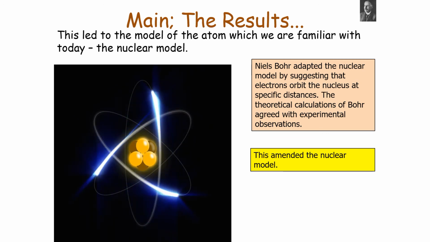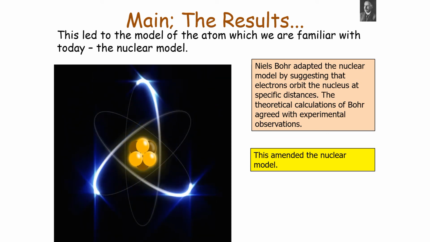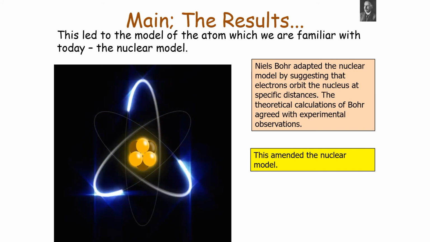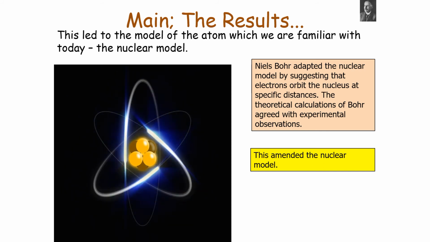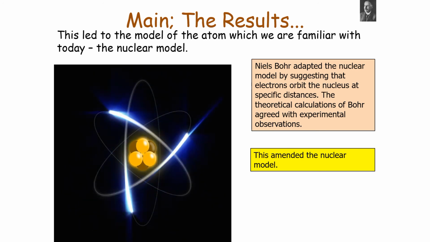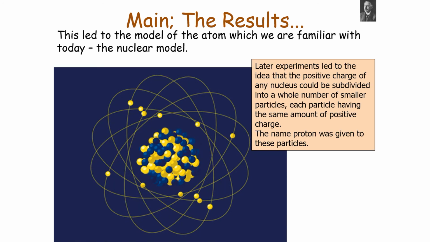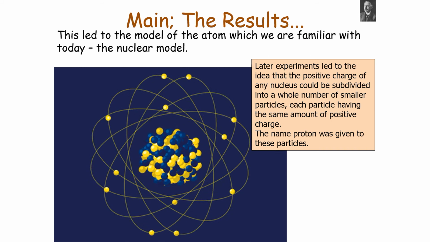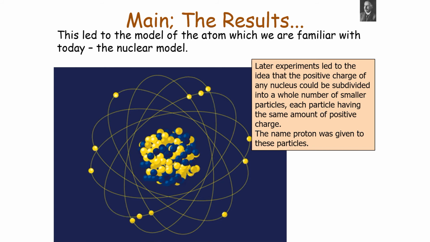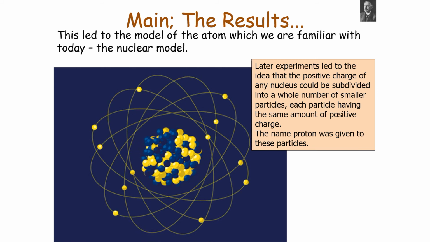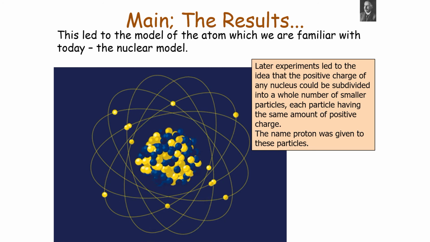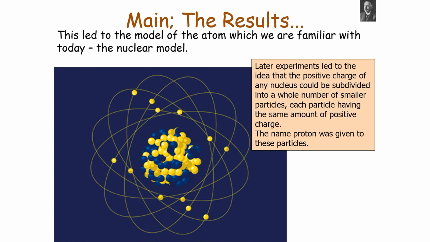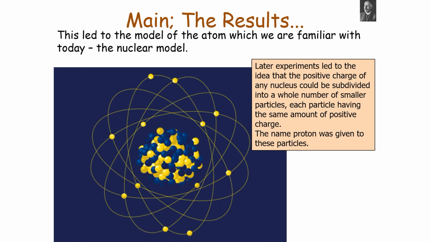But this wasn't the end, because Niels Bohr adapted the nuclear model by suggesting that electrons orbit the nucleus at specific distances. Now, it's important to note that Bohr did this theoretically, but his theoretical calculations agreed with experimental observations. So this was an amendment to the nuclear model. Now, you'll also notice that Rutherford didn't actually ever use the word proton. He only actually discovered the nucleus in Rutherford's scattering experiment, but he carried out later experiments which led to the idea that the positive charge of any nucleus could be subdivided into a whole number of smaller particles, where each particle would have the same amount of positive charge.